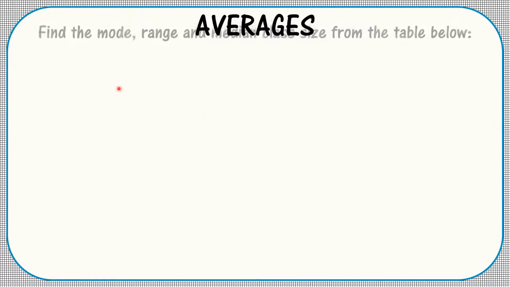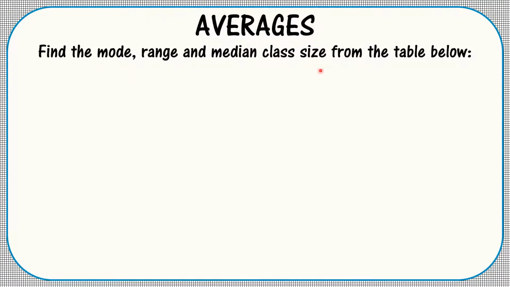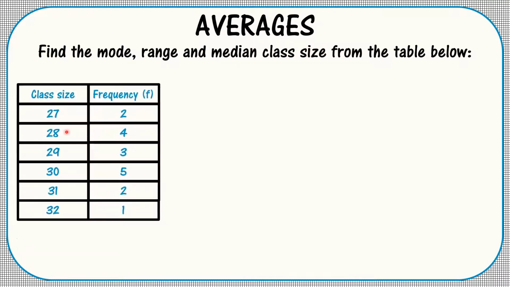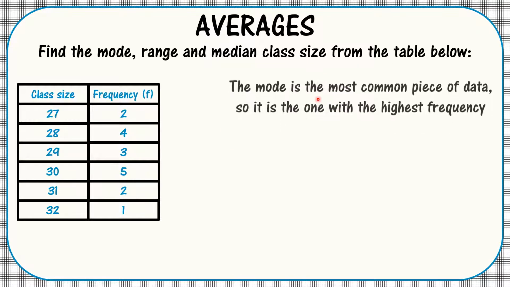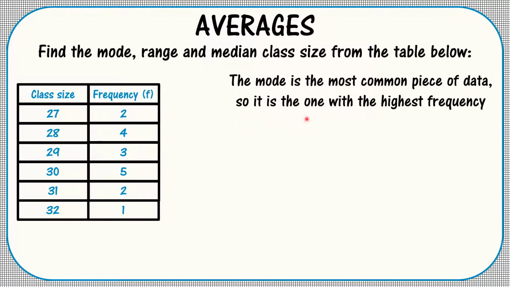Let's go through another example. Find the mode, range and median class size from the table below. As you can see, we have class size and we have frequency. The mode is the most common piece of data, so it is the one with the highest frequency. A class size of 30 has the highest frequency, so the mode is equal to 30.